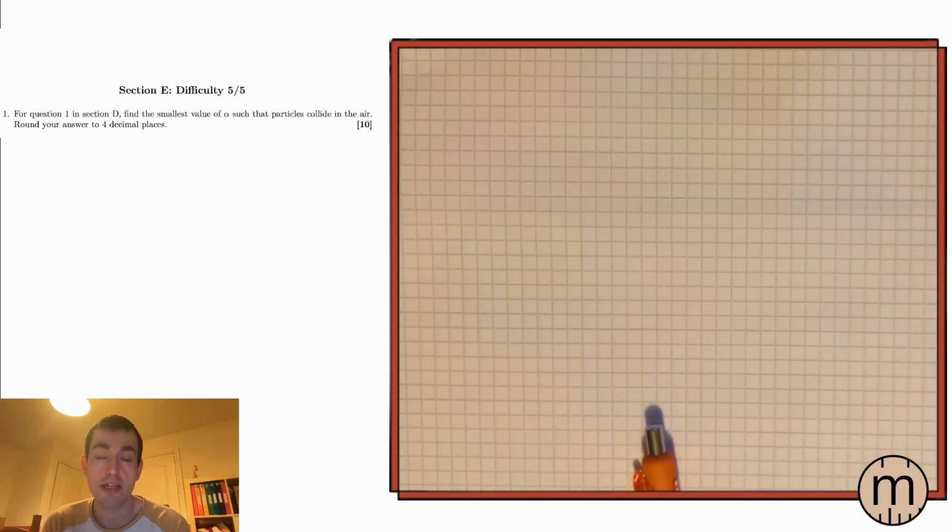And for those that want the extra challenge on top of the extra challenge, it's a lot of pure content, but have a go at finding the smallest value of alpha for which the particles collide in the air.